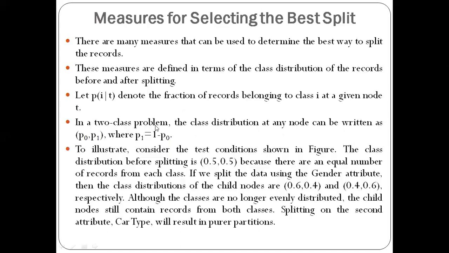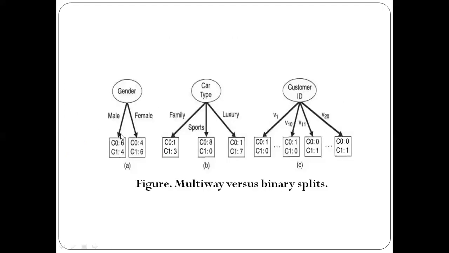Initially we assume there are equal numbers of records that belong to each of these classes, but after selecting one of the attributes for division, we are able to divide them more correctly. If you observe, for the split on the gender attribute, for male the number of records that belong to class 0 is 6 and for class 1 it is 4. In the same way for female, for class 0 it is 4 and for class 1 it is 6.